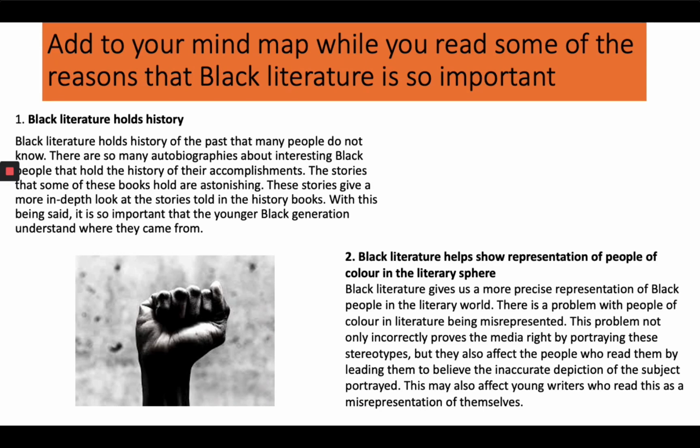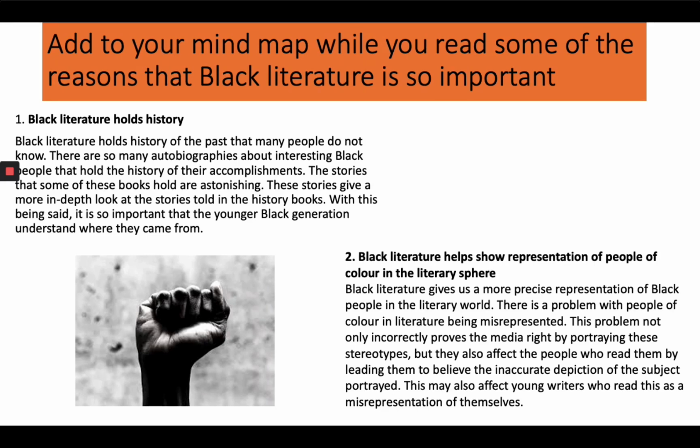Okay, number 2, Black literature helps show representation of people of colour in the literary sphere. So when we look at literature, it's really important that we are able to see ourselves in literature. So it's not just white people all the time that we see, it's people of all backgrounds, all ethnicities, and it's really important that we see ourselves reflected in what we read. So Black literature gives us a more precise representation of Black people in the literary world.